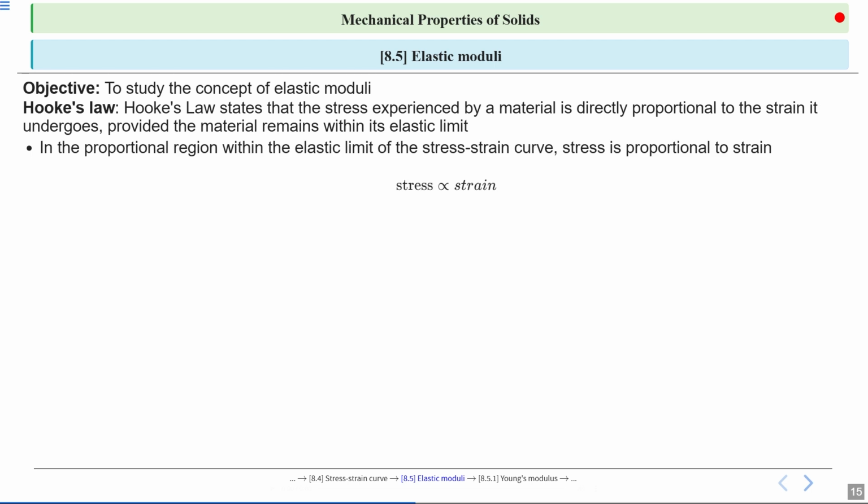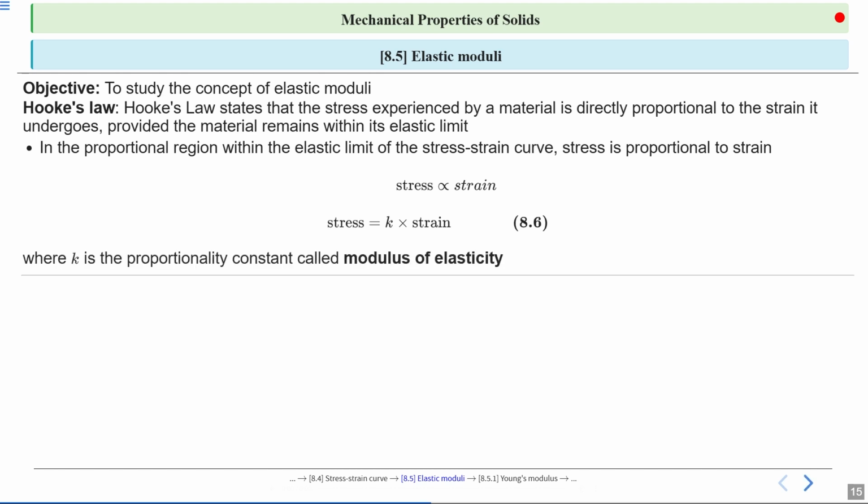In the proportional region of the stress strain curve, which is within the elastic limits, stress increases in direct proportion to strain. So we can write this relationship as stress is equal to K into strain, where K is the proportionality constant called modulus of elasticity. It tells us how stiff or flexible a material is. A higher modulus means the material is stiffer and does not deform easily, while a lower modulus means it's more flexible.